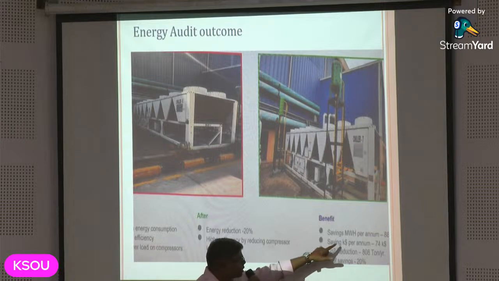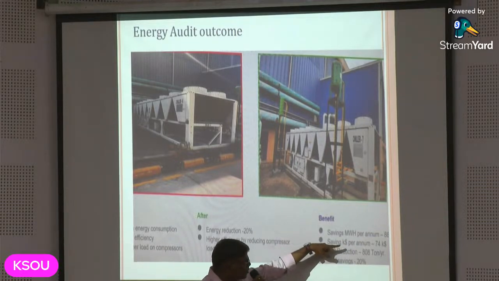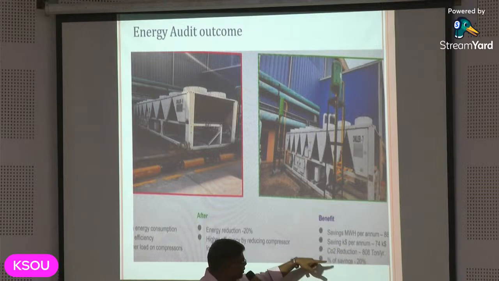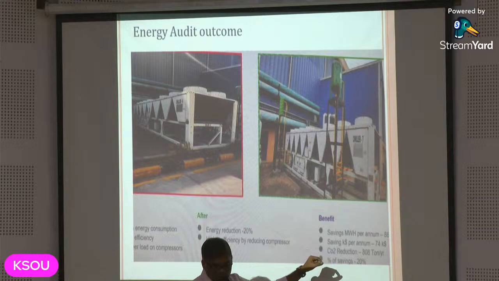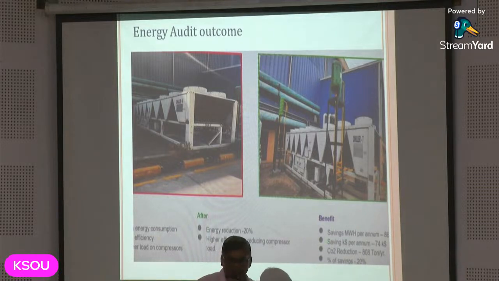By doing that, the savings per annum in dollars is 74. Carbon dioxide reduction: nowadays, audits propose what the CO2 reductions will be by implementing a particular initiative. And the percentage of energy savings is 20%. Temperature, to balance the temperature load. So this is a recommendation from one of the energy audits.